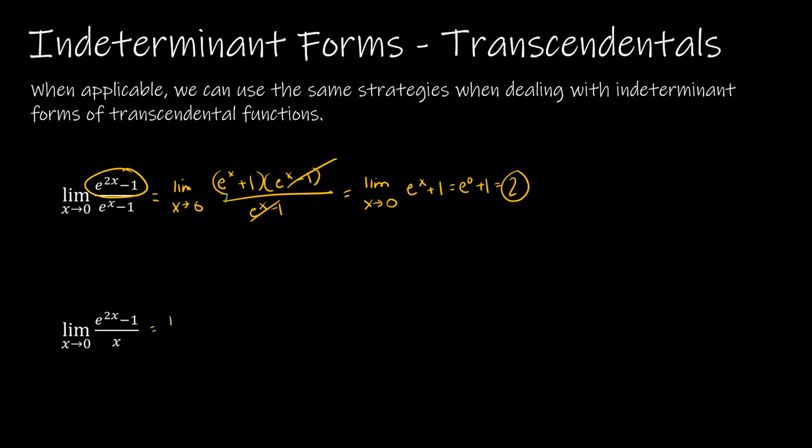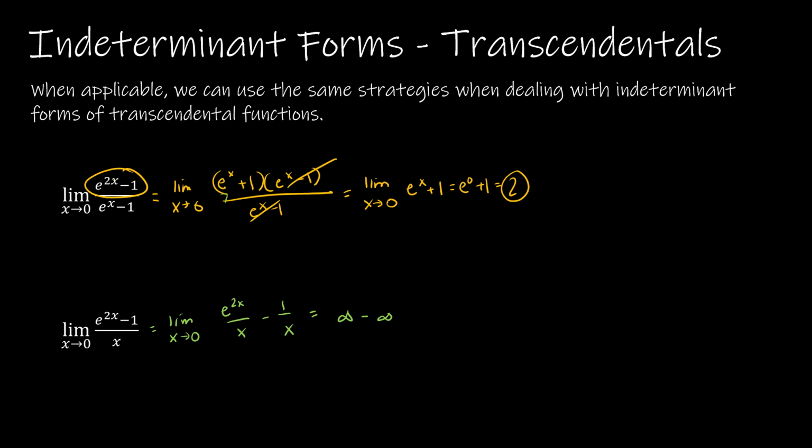So I could try writing this as e to the 2x divided by x minus 1 divided by x. But again, now that just leaves me with infinity minus infinity. So now what? Well, now I'm going to have to use some other strategy.